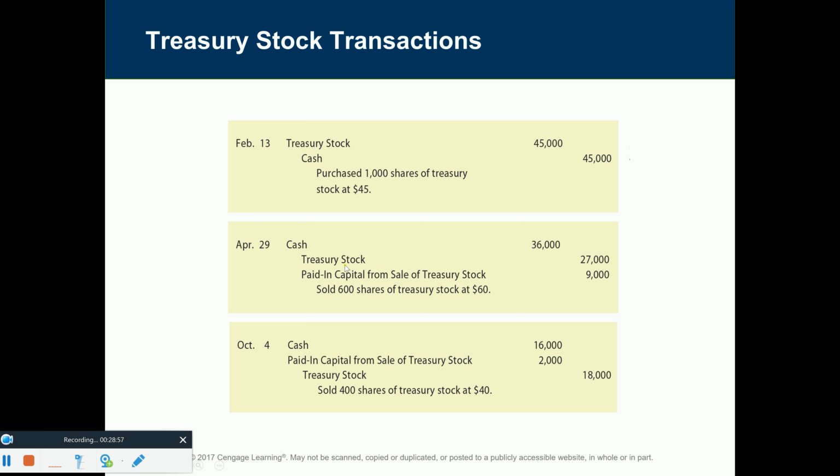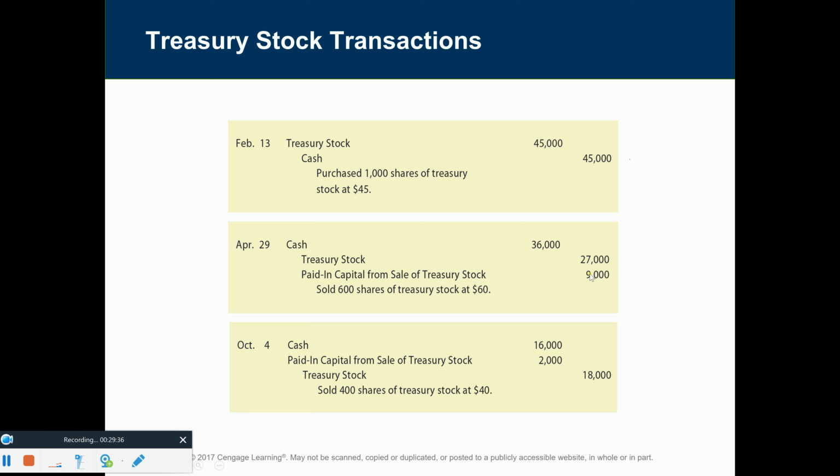April 29th, they sold 600 shares back to the investing public for $60. 600 times 60 is the amount we debit cash for, $36,000. But we can only credit Treasury stock for the amount it came into the Treasury. It came into the Treasury at $45 a share, so it's going to leave the Treasury at $45 a share. If you take $45 times 600, you will get this $27,000. Any amounts received above and beyond, we will credit paid in capital.